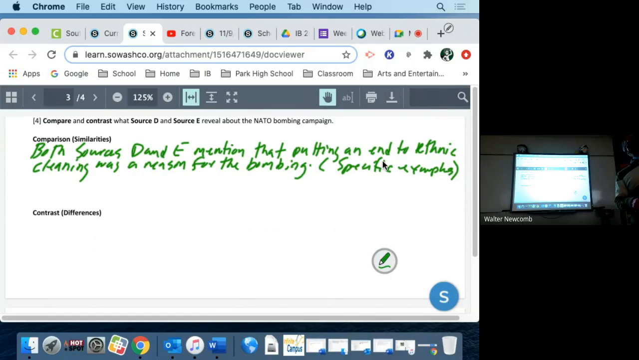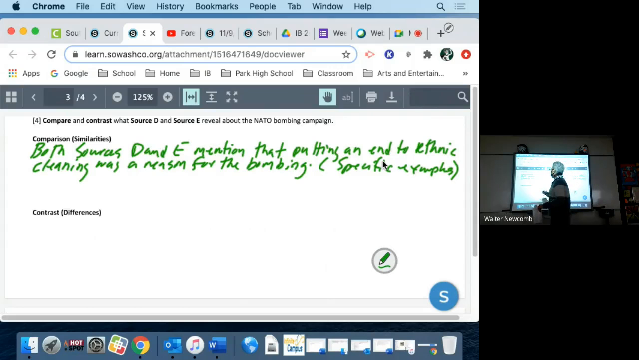So the reason to do it was to stop the ethnic cleansing, right? Did it stop it? Do both sources say it didn't stop it? Yes, because in source E, it said it had caused the largest movement of refugees since the Second World War. So that's huge. And it also mentions in source D that NATO was rendered impotent to stop the ethnic cleansing in Kosovo, even though its original jurisdiction was exactly to stop that process. So it does mention.